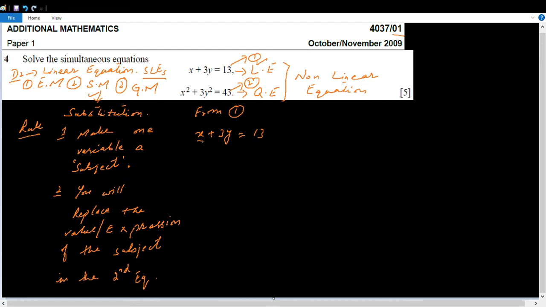If I just make x subject, it will be x equals 13 minus 3y. Although I can make y subject, I will not, because then my right side will become a fraction, and dealing with fractions is a little bit hard, so we will not go for that. So we will keep it in this form. Okay, so x is subject, the first rule number one we have followed.